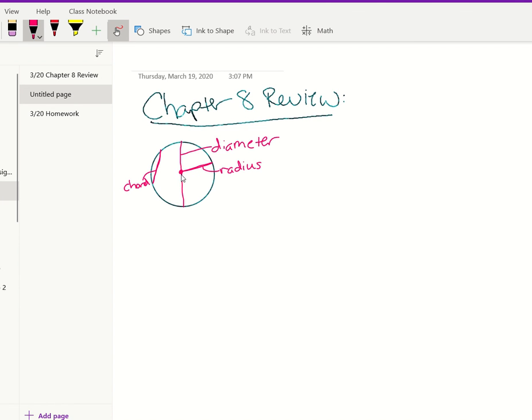That is just a little bit of review. I really wanted to go over diameter and radius because you really need to know that for chapter 9 when we get into circumference and area of circles.